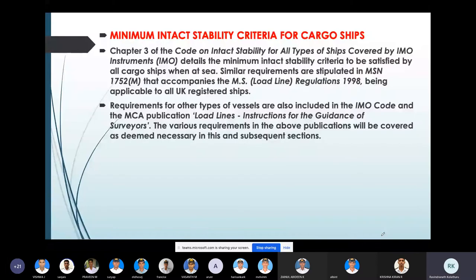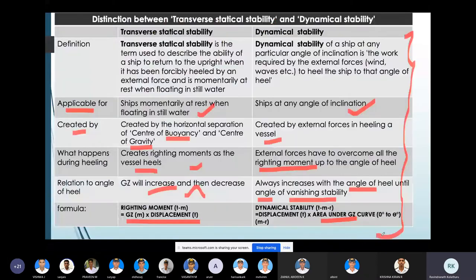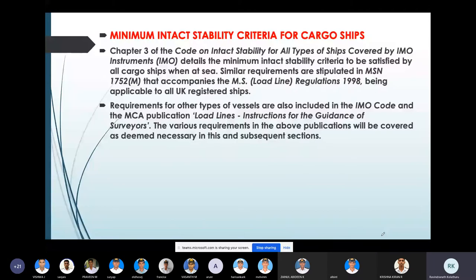Fine. So with that, we finished dynamical stability. It was just why we wanted to discuss this. After that, we will be discussing the criteria on minimum intact stability criteria for cargo ships. In those intact stability criteria, we will be discussing the GZ curve. All those criteria will be based on the GZ curve. Chapter 3 of the Code on Intact Stability will give you all those criteria for a cargo ship.